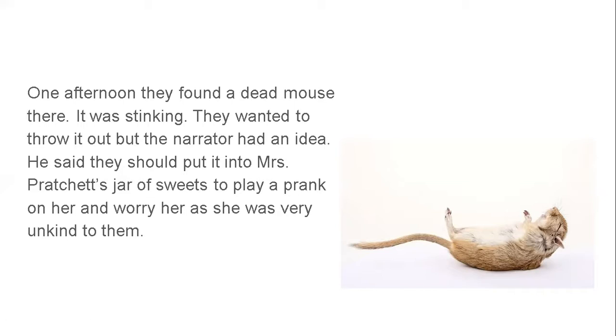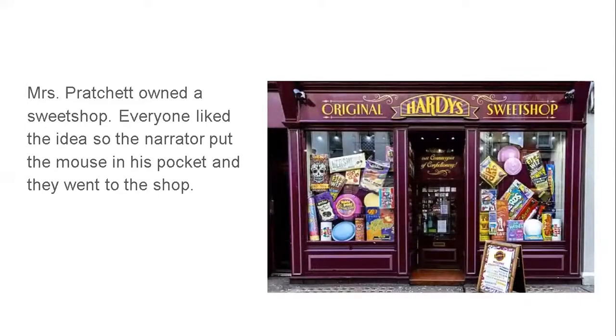And how would they play a prank on her? They would take this dead mouse and put it into a jar of sweets in her sweet shop. Mrs. Pratchett owned a sweet shop. Everyone liked the idea, so the narrator put the mouse in his pocket and they went to the shop. So now they're going to carry out the plan. They went to the sweet shop. The narrator is the one who had the idea, so he's the one who's going to do it. And he had the dead mouse in his pocket when the boys went to the sweet shop.